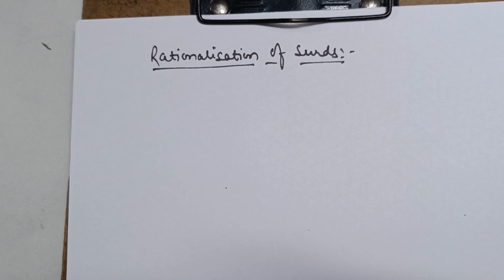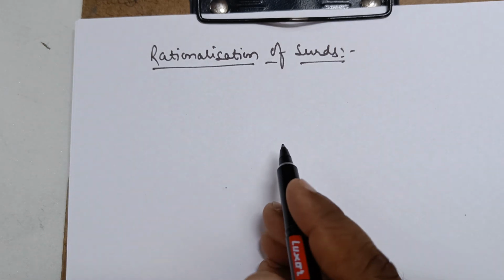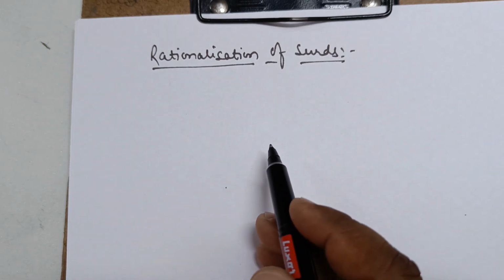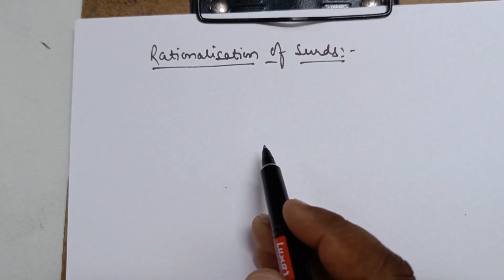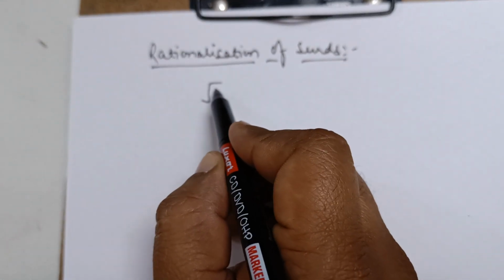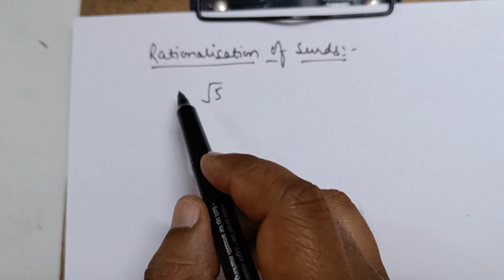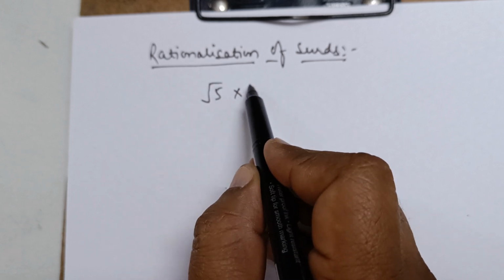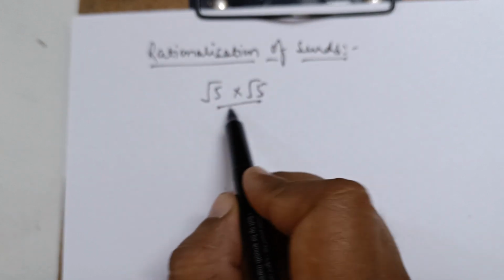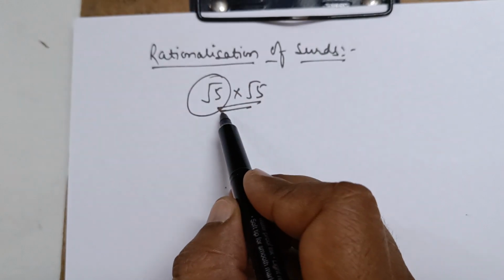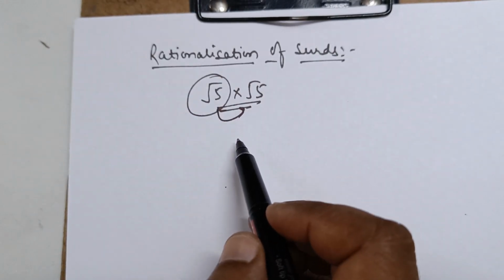So in this video we study how to rationalize a surd. For rationalizing a surd, it has to be multiplied by another surd. Suppose root 5 is there. In order to make it a rational number, we have to multiply by root 5 again. So its rationalizing factor is root 5.